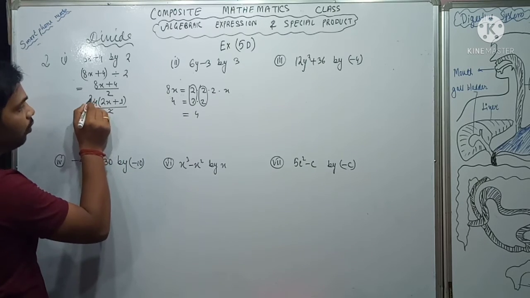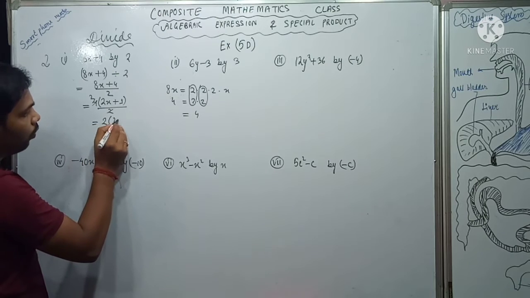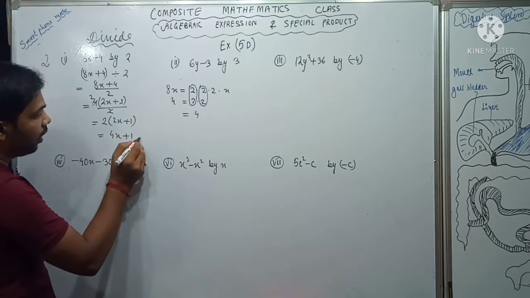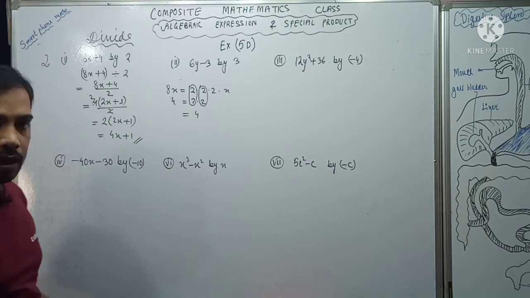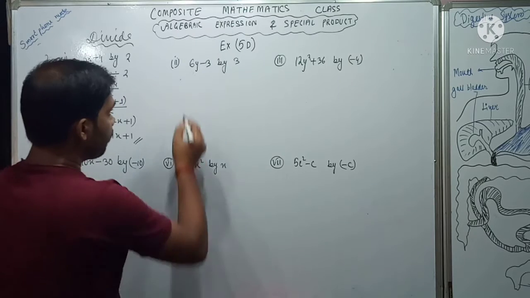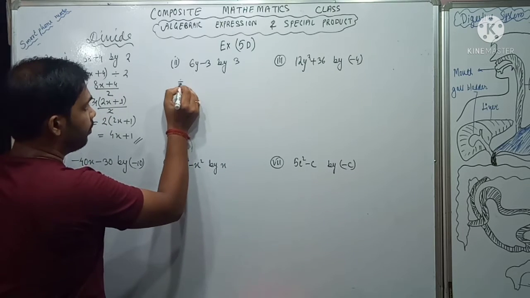Now you can divide easily by 2. It is 2x plus 1. When you multiply it, it is 4x plus 1. So this is your answer. Okay.